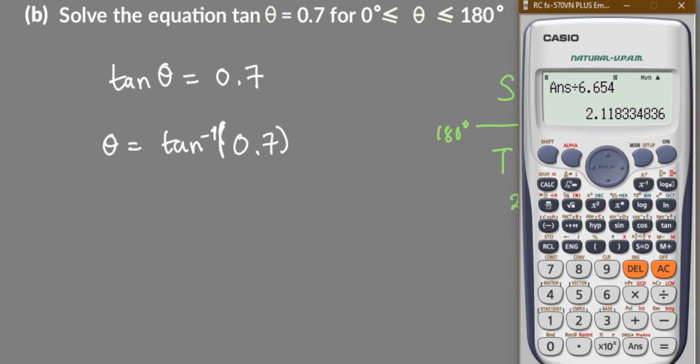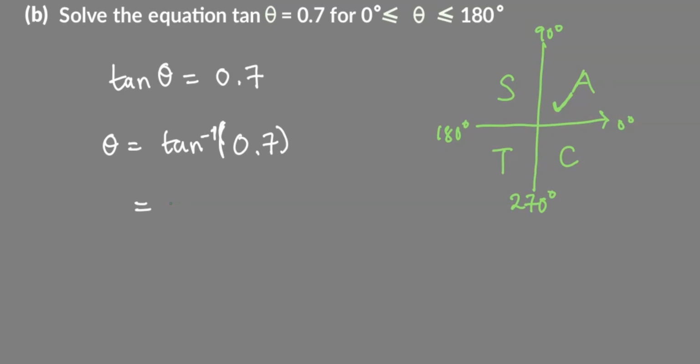Shift, then hit the button labeled tan, 0.7, and we have our theta. We had 34.99. We round this off to 1 decimal place.